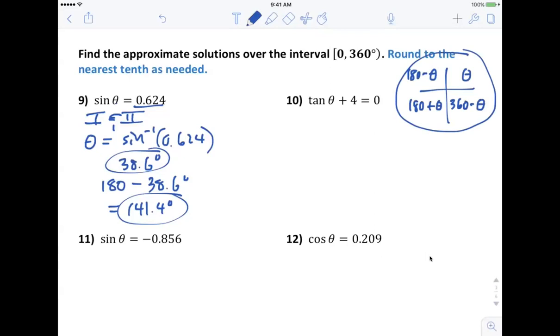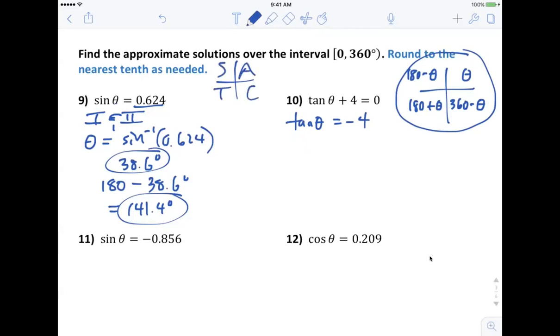Okay, so let's look at another one. Tangent theta plus 4 equals 0. So the first thing I'm going to do is bring that 4 over. So I get tangent theta equals negative 4. But back up. What I would do at this stage of the problem is ask myself, which quadrants are the answers going to be located? Or where is tangent negative? And remember that All Students Take Calculus. That comes into play here.